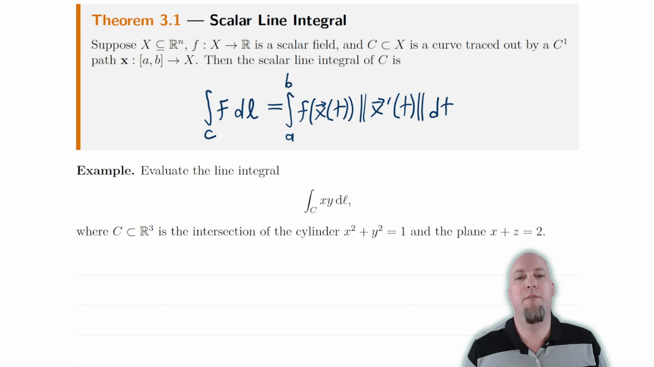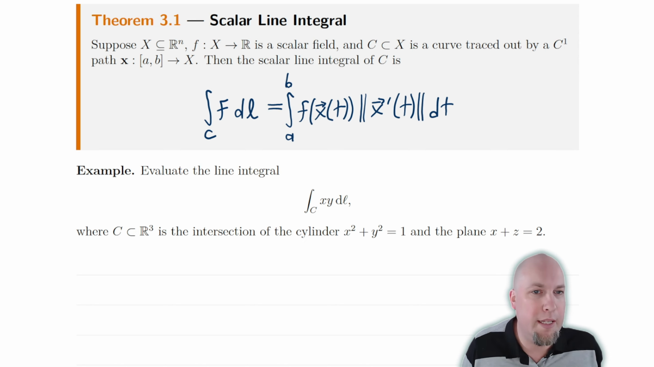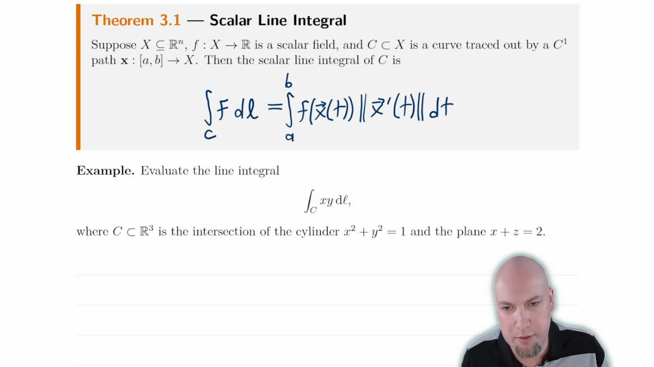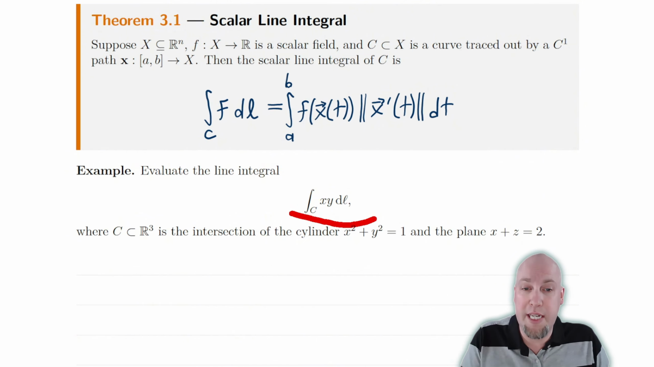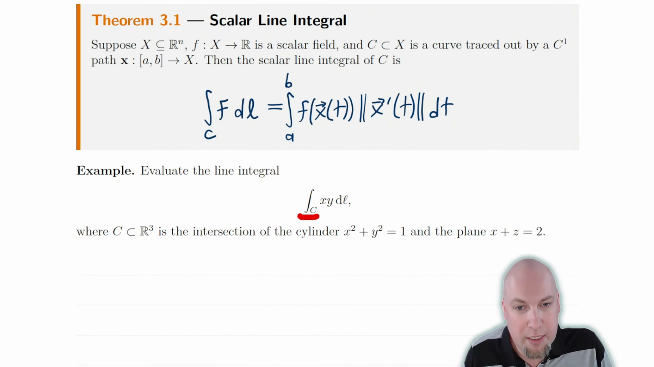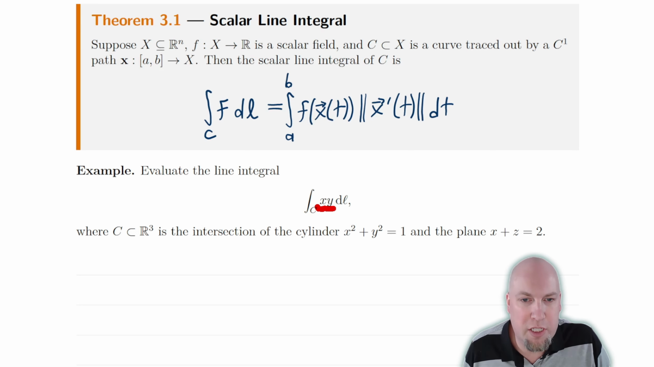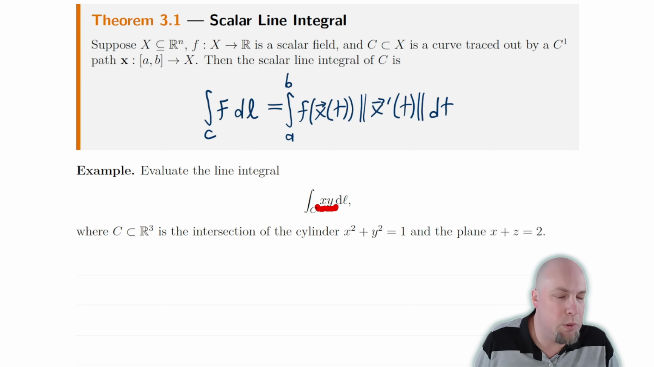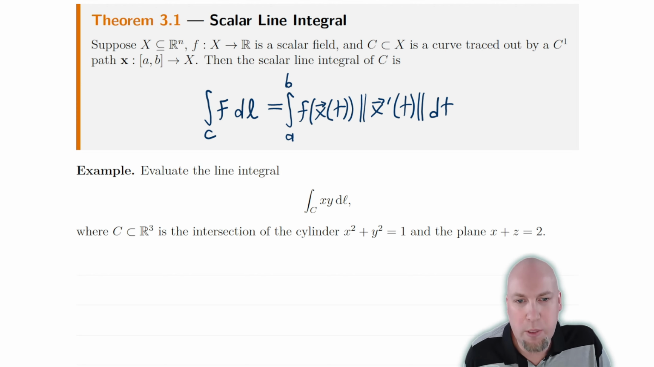So let's start off with an example where we just literally compute the thing, okay? Devoid of any context. It doesn't necessarily have any nice physical meaning or anything like that. It's just compute the scalar line integral, okay? So compute this scalar line integral. First off, this notation means I'm integrating along a curve, because that's what a scalar line integral is, and the scalar function I'm integrating is this x times y. Okay, so that's my scalar field. It's x times y. And what is the curve?